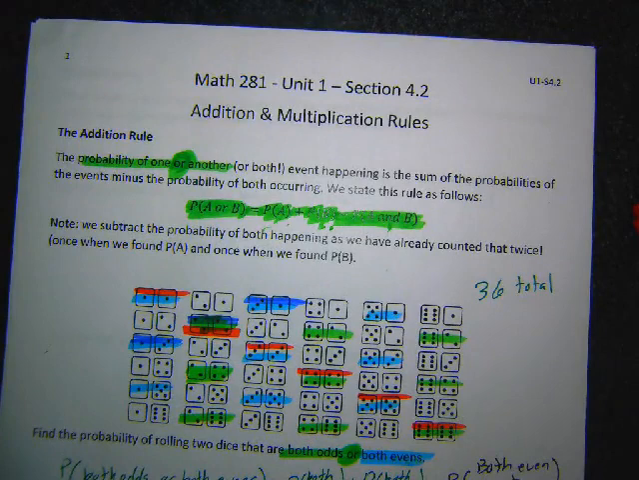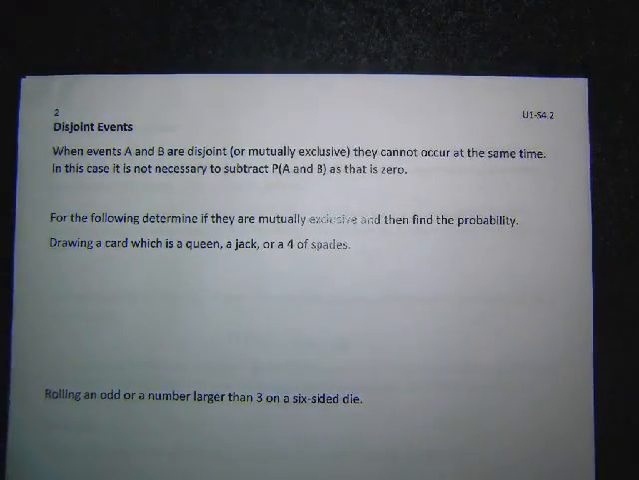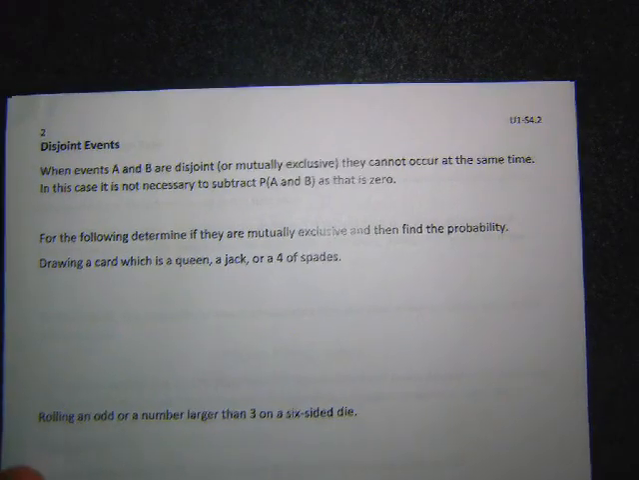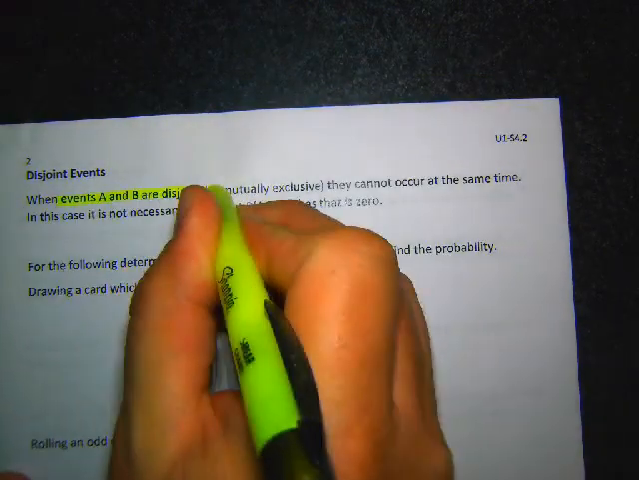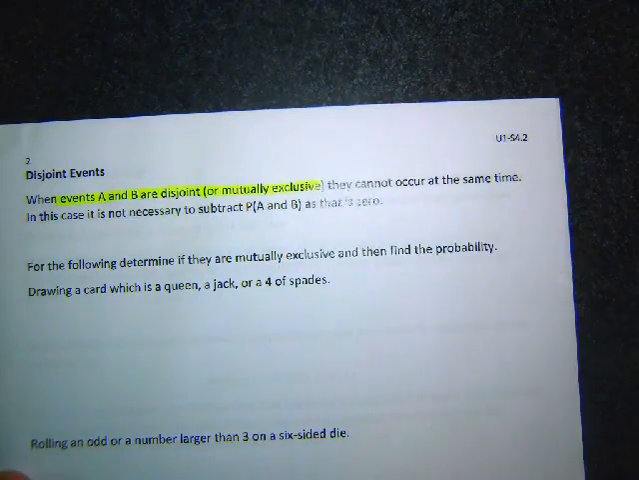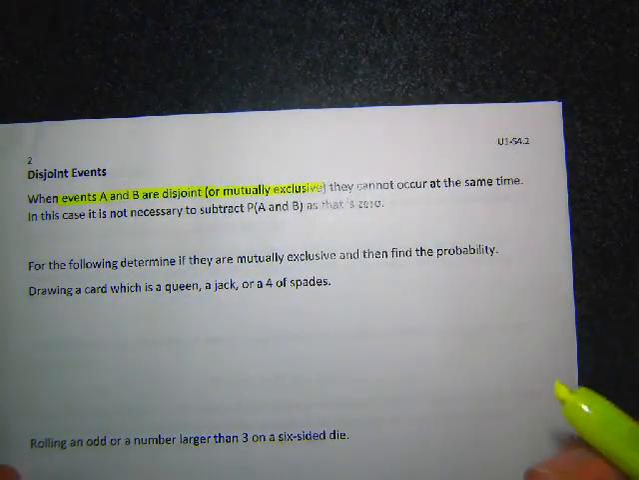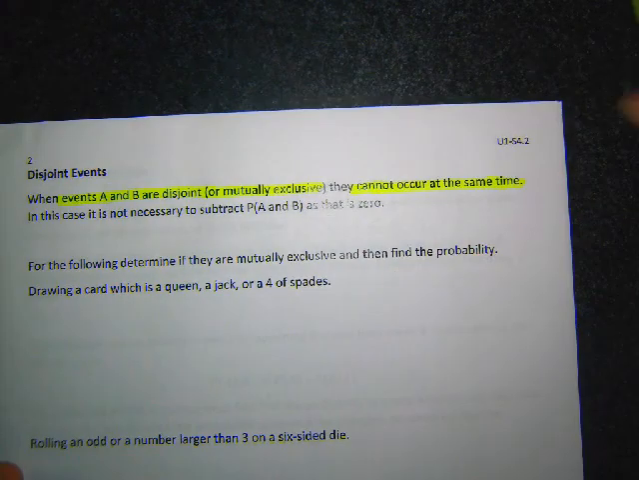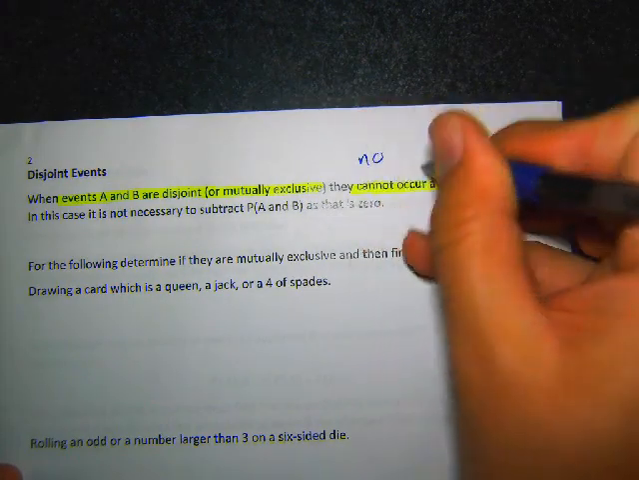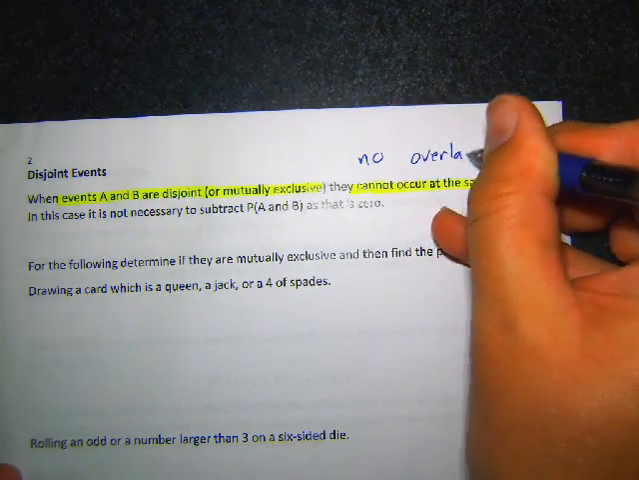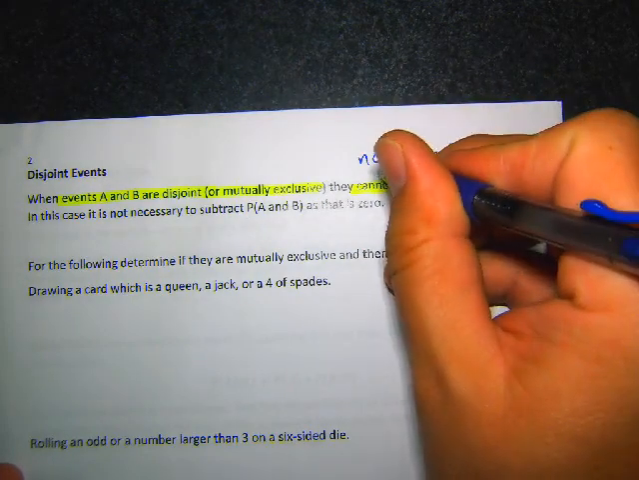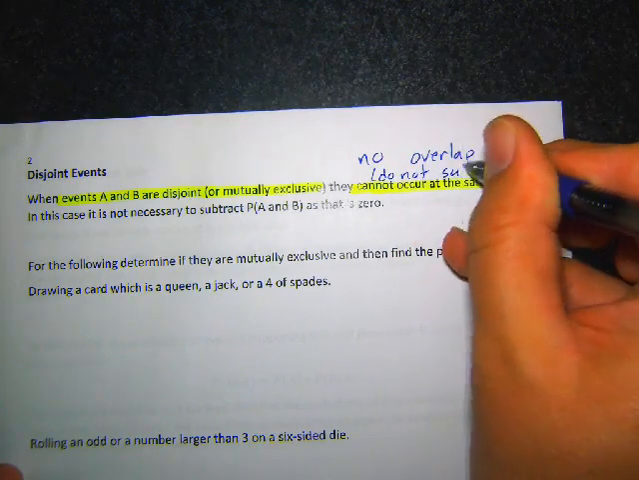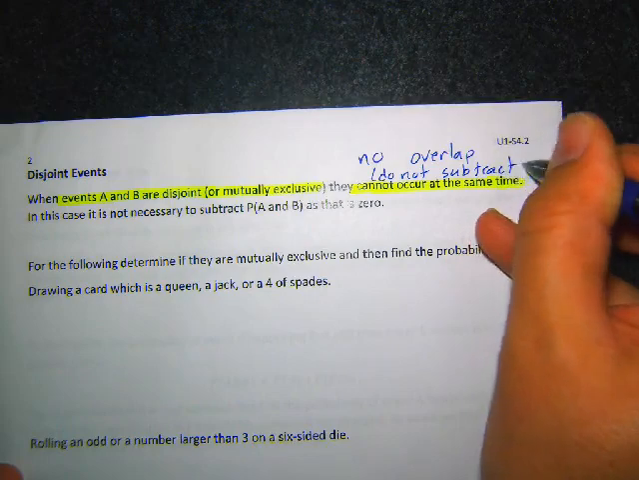Okay. Now there's a special case where we might deal with something called disjoint events. So we say events A and B are disjoint, or another word for this is mutually exclusive. It's just a fancier word for it. They are disjoint if they cannot occur at the same time. So another way of saying that is there is no overlap, nothing to subtract, because there's nothing that counts in both situations.